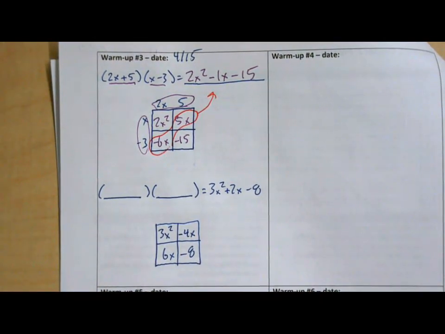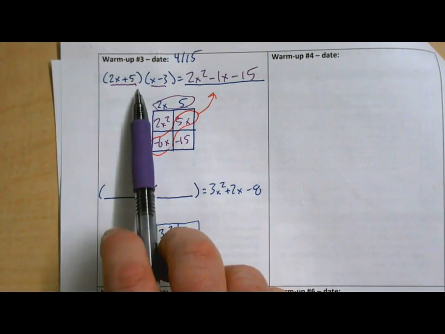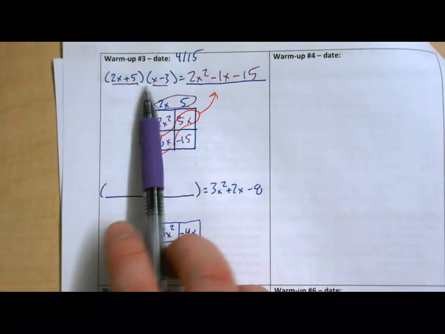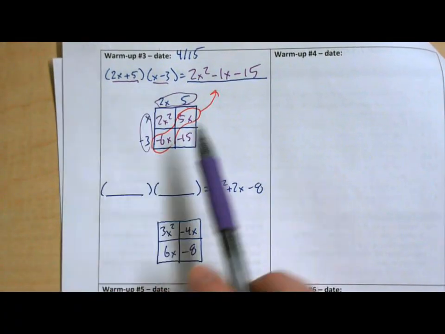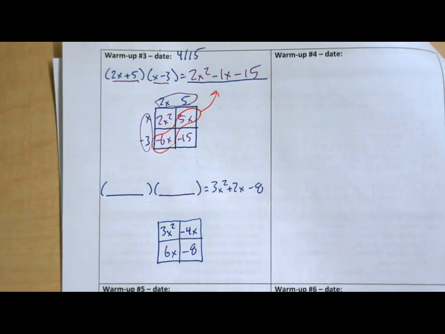Our textbook is going to call this product version and this sum version. This is called product version because it's two things being multiplied together. This is sum because it's three things being added or subtracted.